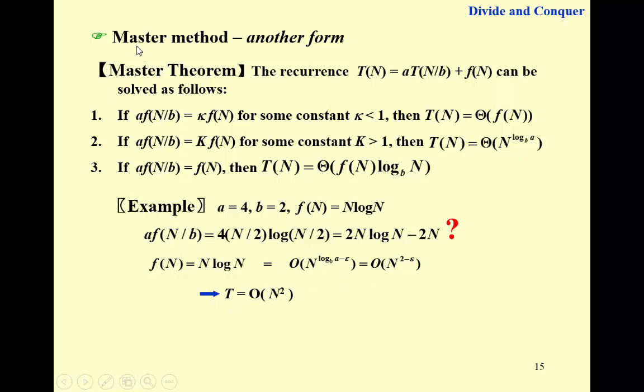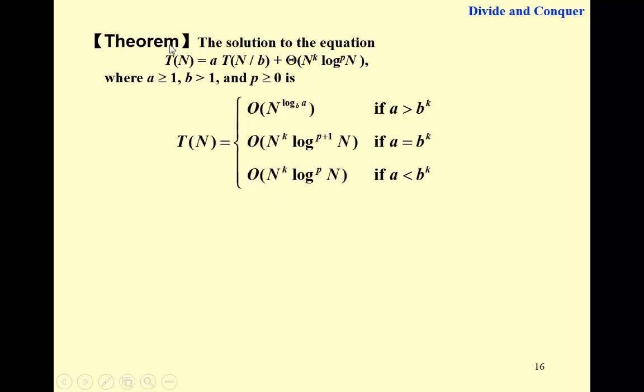But after all, none of them can cover everything. So the previous example where a equals 2, b equals 2, and f of n is n log n can be covered by none of these two forms. But fortunately, we have yet another one. And this is the theorem for a more specific case: a recurrence equation with a very special form for that f of n.